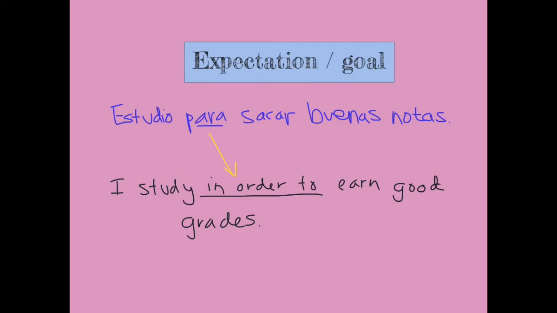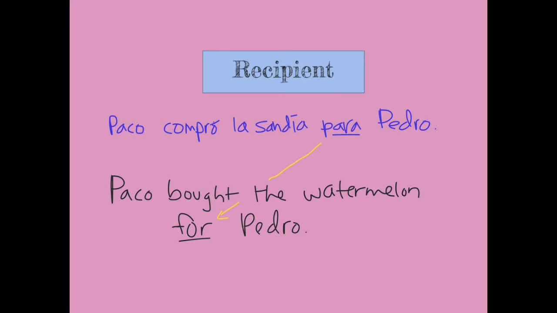That uses para. If I'm saying who something is for, that would be this, recipient. So for example, Paco compró la sandía para Pedro. Paco bought the watermelon for Pedro, meaning that Pedro is going to be the recipient of the watermelon. It is for him, he's going to have it. It's going to be his after Paco gives it to him. So in this case, we're talking about recipients.